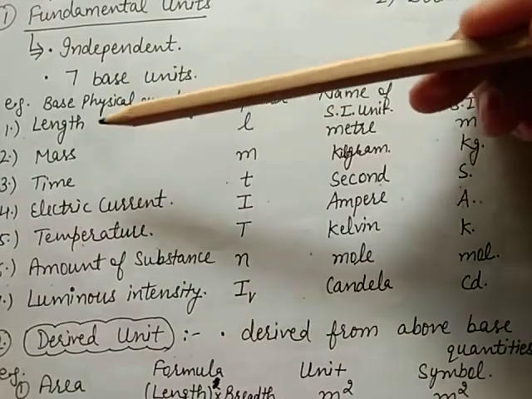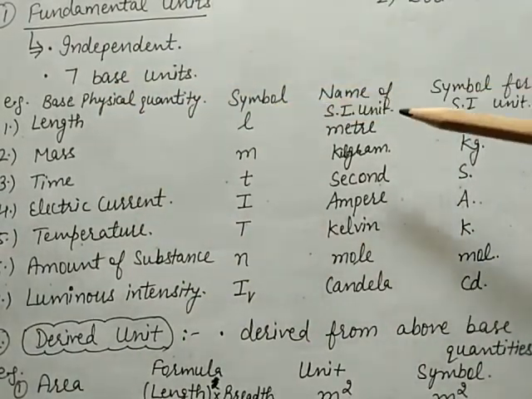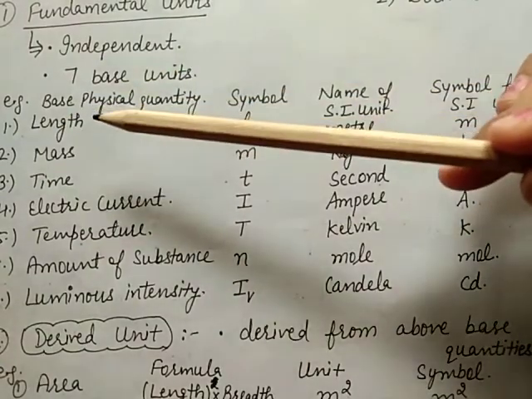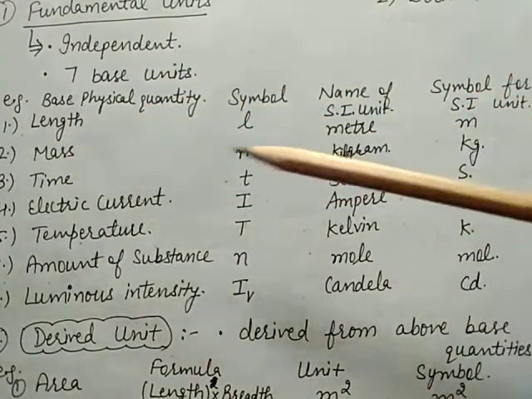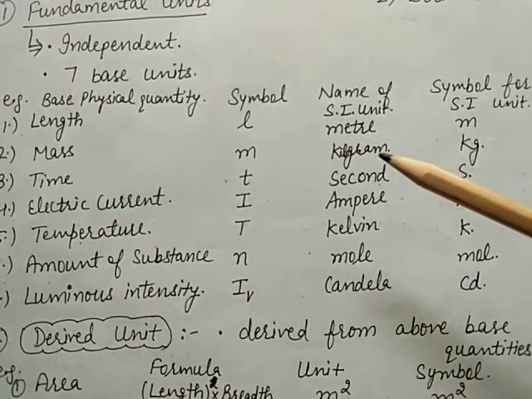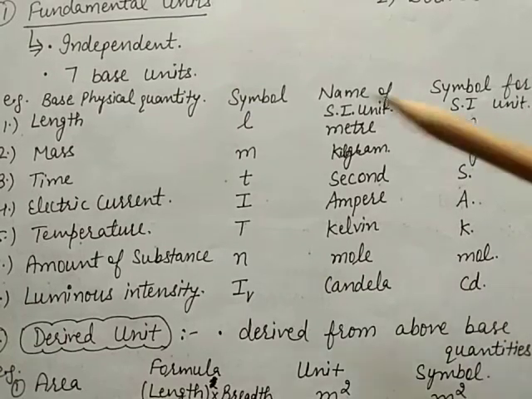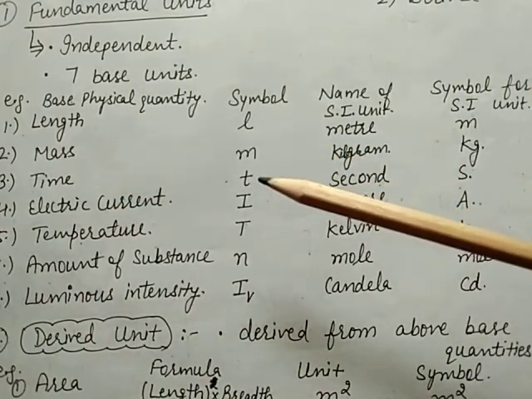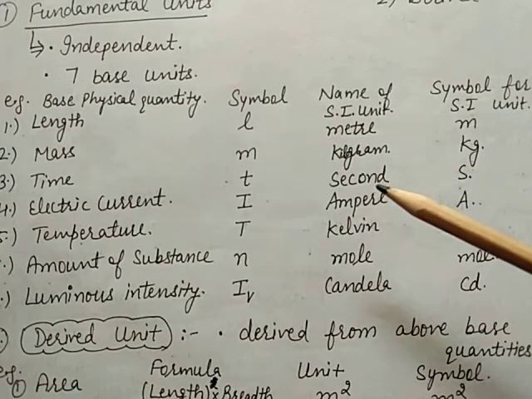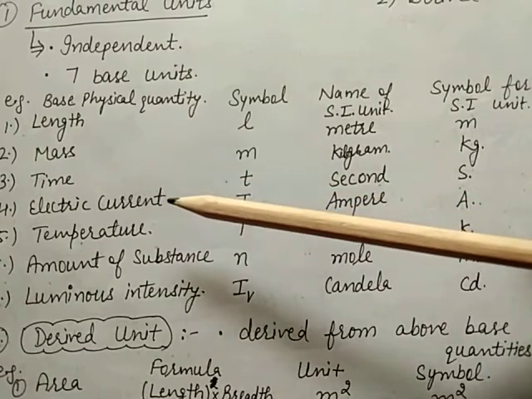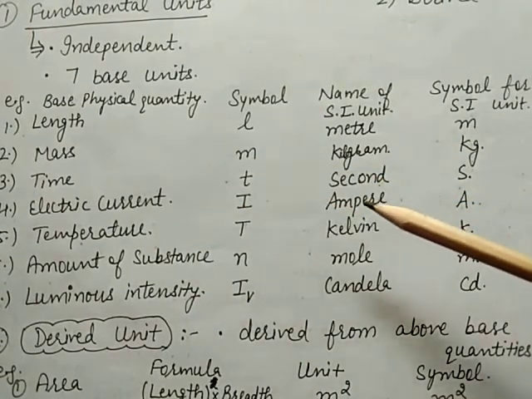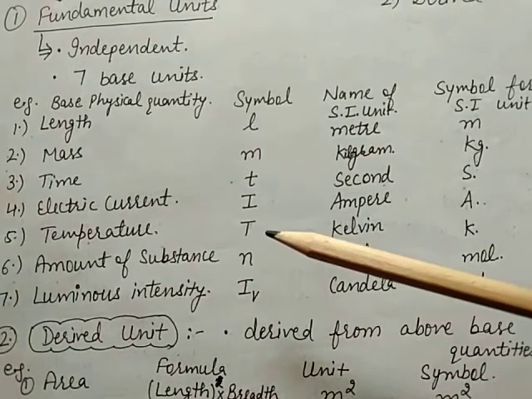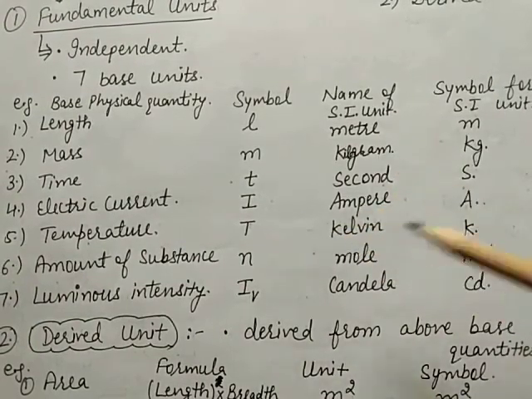These are the fundamental units. Length, symbol L, name of SI unit meter, symbol m. Second base physical quantity is mass, symbol M, name kilogram, symbol kg. Next physical quantity, time, symbol T, name of SI unit second, symbol s. Electric current I, unit is ampere, symbol A. Temperature, capital T, name of SI unit Kelvin, symbol K.